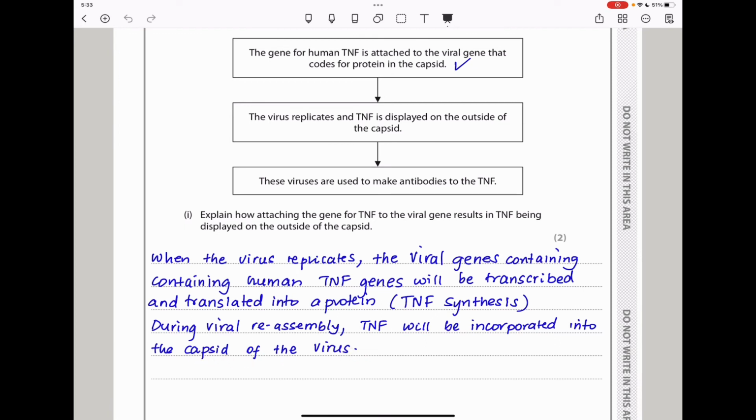And then during the viral reassembly, as the virus is being reassembled, TNF will be incorporated into the capsid of the virus. Remember, after a virus infects a specific cell, it's going to use the cell to replicate itself, creating more genetic material of itself, and then creating proteins that are structural proteins for surrounding the genetic material. And in the process, there is going to be the transcription and translation of the TNF protein, or you could say TNF synthesis, and that could lead to the incorporation of this specific protein in the capsid of the virus.